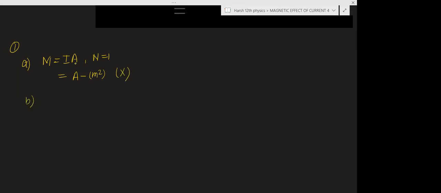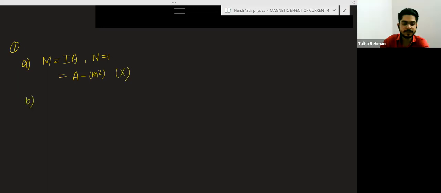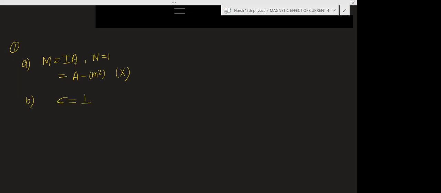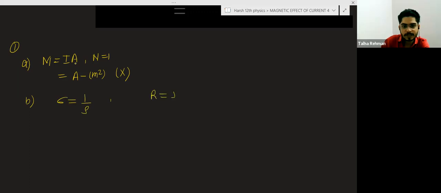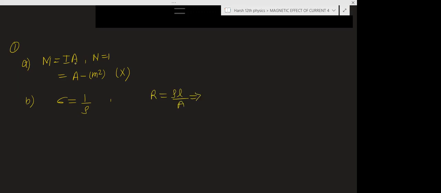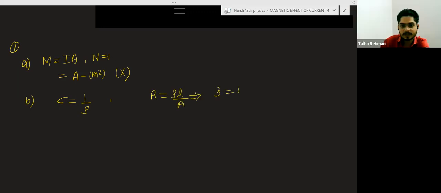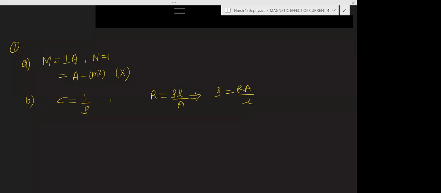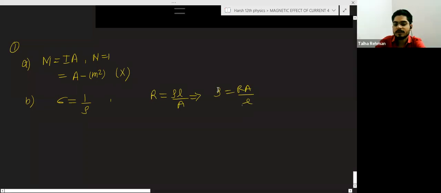Now we will check option number B, conductivity. Conductivity is sigma. Conductivity is 1 upon resistivity. So we can calculate the unit of resistivity from the formula R = rho L by A, so rho = R A by L.